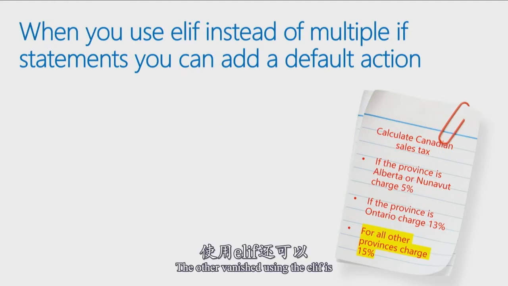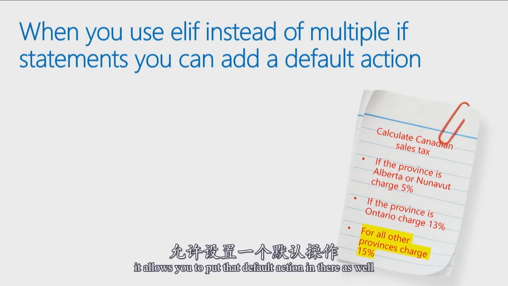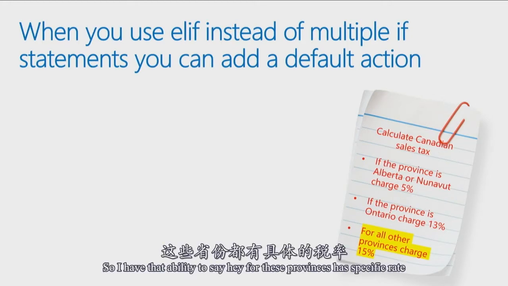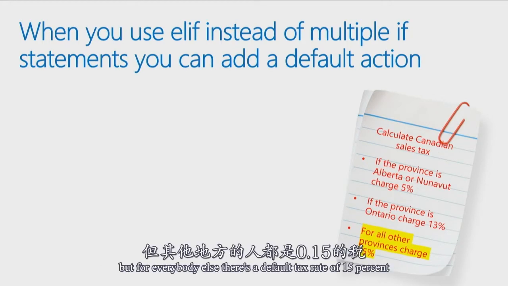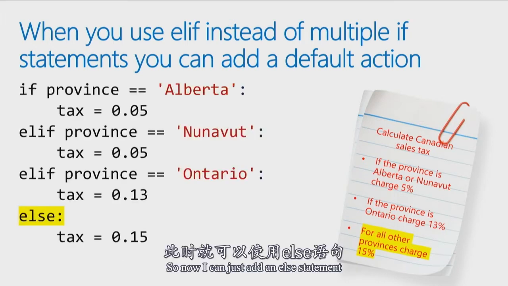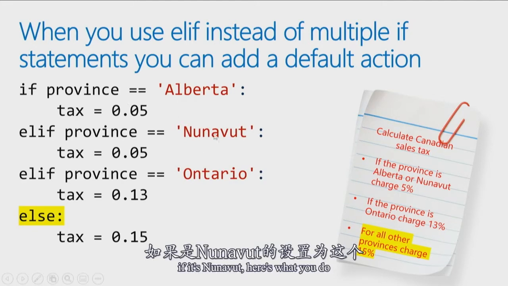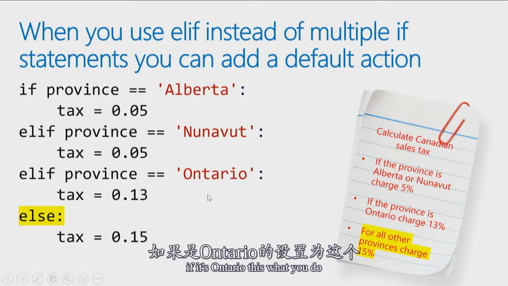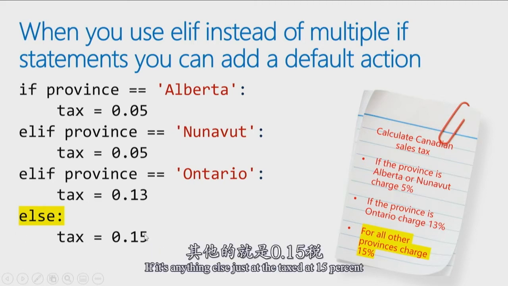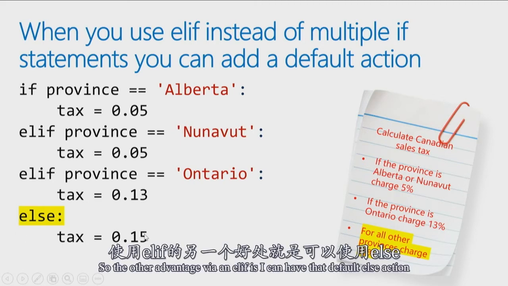The other advantage to using the elif is it allows you to put that default action in there as well. So I have that ability to say, hey, for these provinces there's a specific rate, but for everybody else there's a default tax rate of 15%. So now I can just add an else statement and say, if it's Alberta, here's what you do. If it's Nunavut, here's what you do. If it's Ontario, this is what you do. If it's anything else, just set the tax to 15%. So the other advantage to if and elif is I can have that default else action.